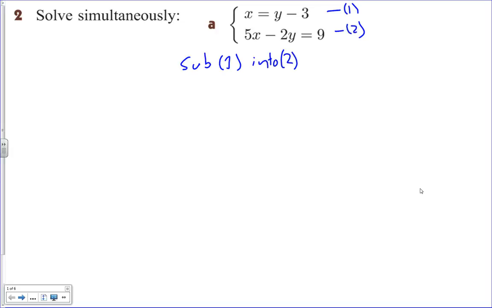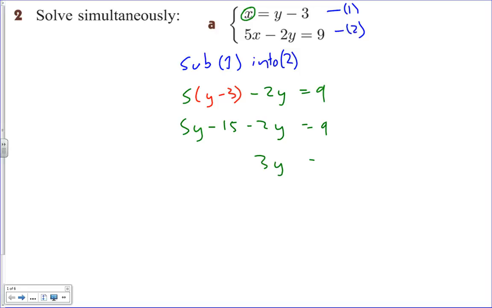Now, it slightly differs here because this time I'm going to substitute in for x. So I've got 5, and then what I'm going to substitute is y take 3 in for that x. 5y take 15 take 2y equals 9. So I'm going to have 3y equals 9 plus 15, which is 24. So y equals 8.